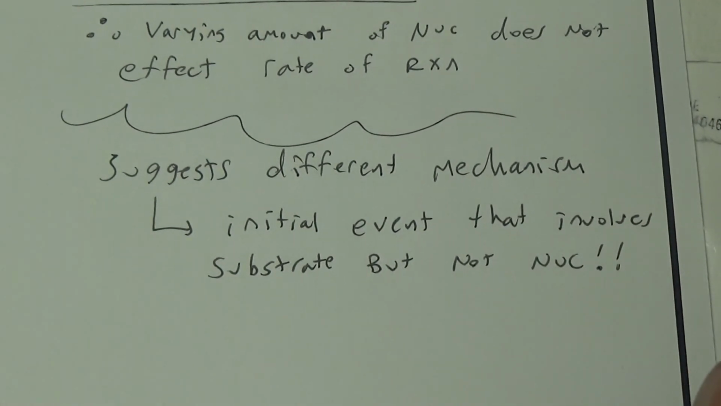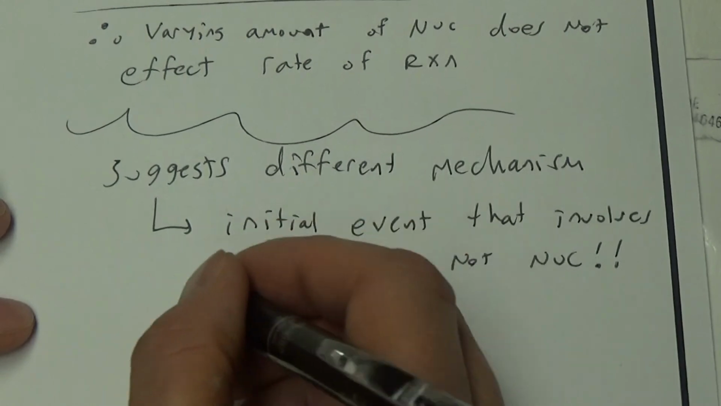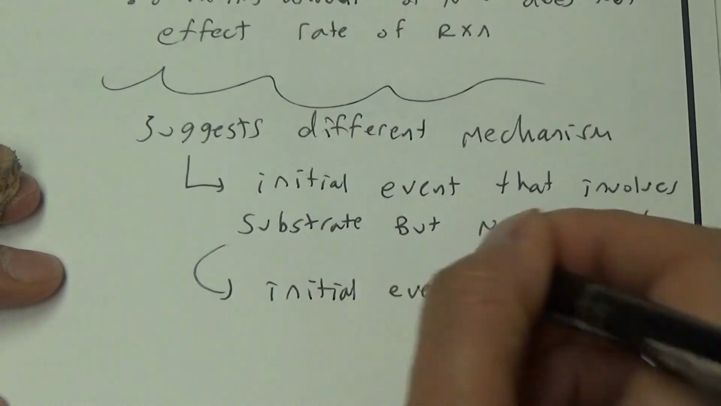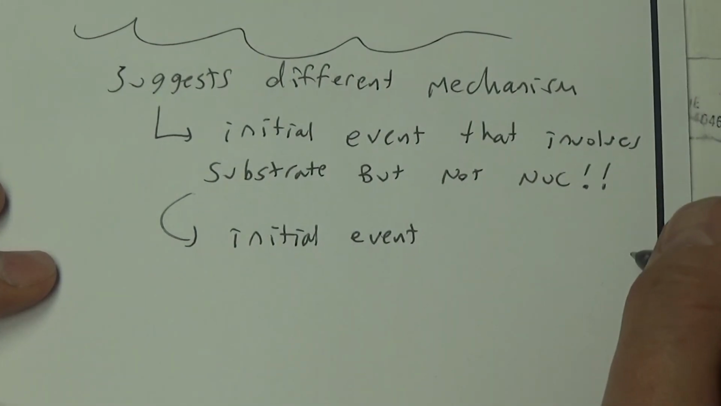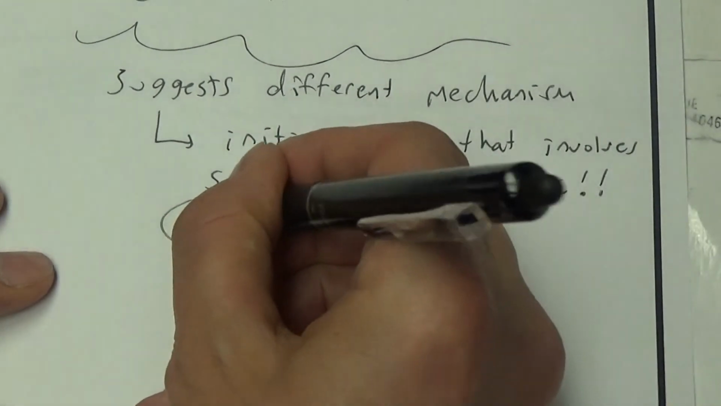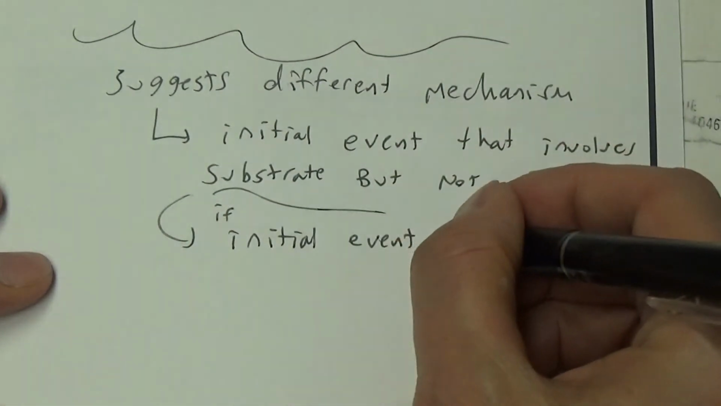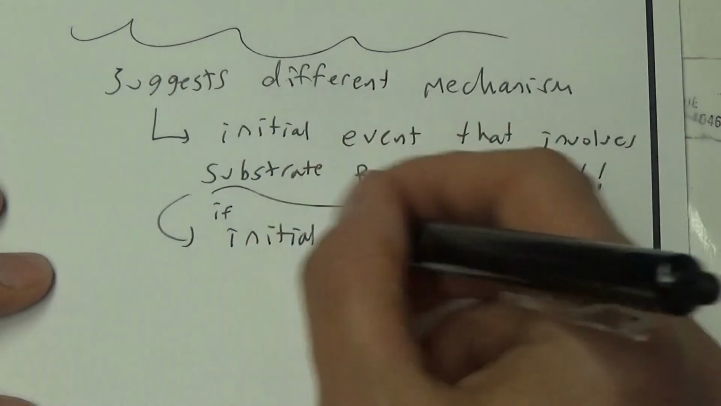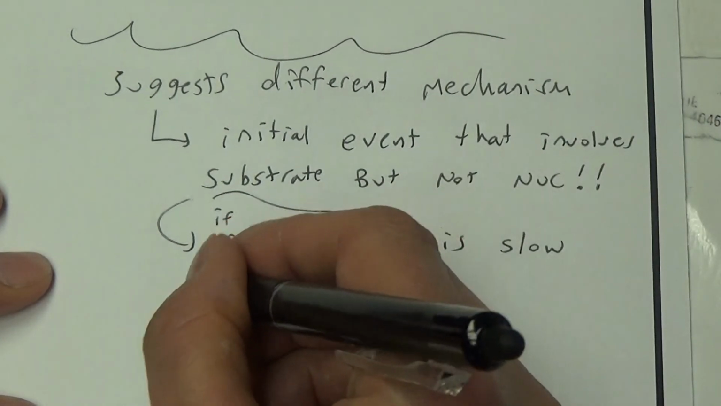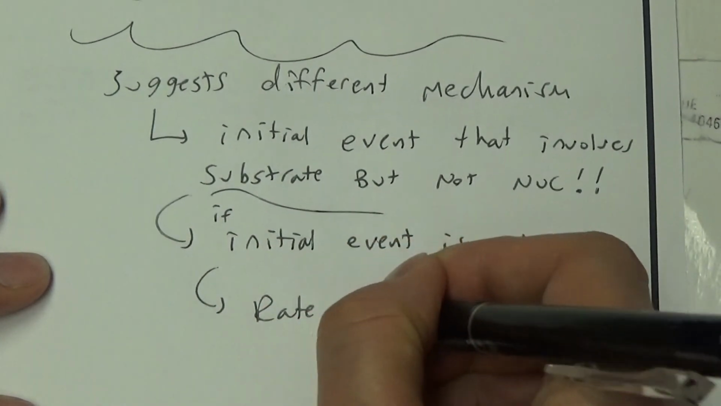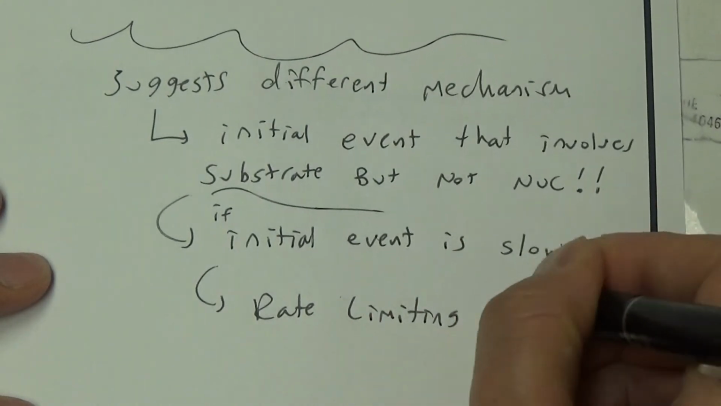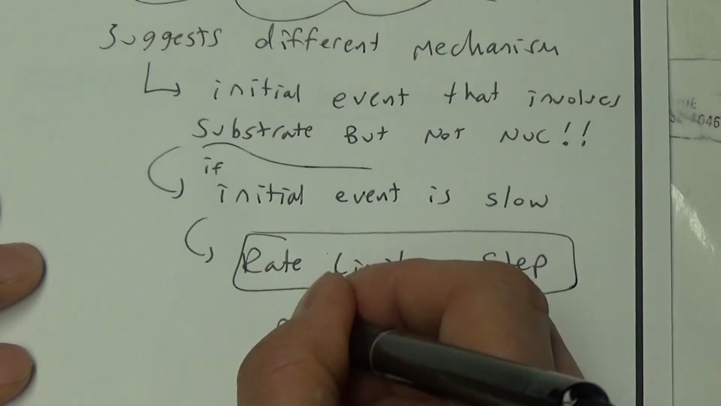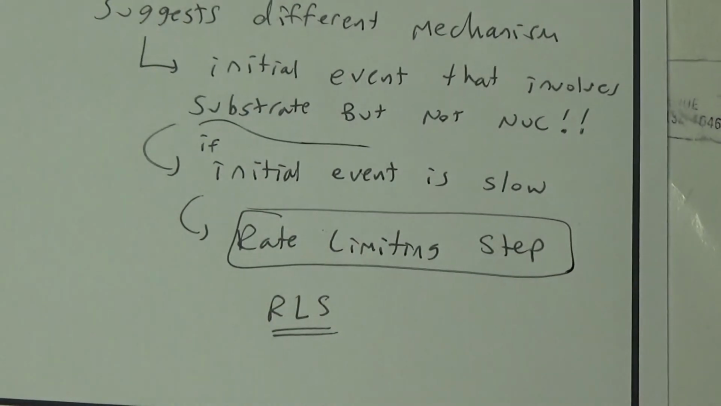Okay? So that initial event dictates the entire rate of the reaction. So if the initial event is slow, and it is slow in this case, we have a name for it. It's called the rate limiting step. Or if you're going to abbreviate that, what do you think? RLS. The rate limiting step. Okay?